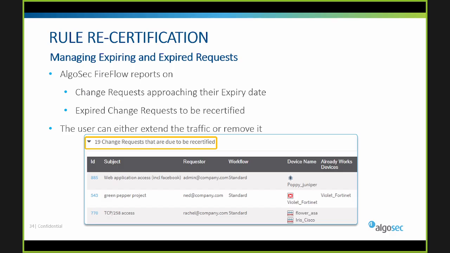I'm a little confused with this terminology of recertification. Does it mean that the change request expires because it didn't go through the workflow? It expires because it's gone past its expiry date. It's actually been implemented and it's working, but we put a lifetime limit on it, 6 months or 1 year. Coming up to the end of that period, we're going to flag that change to say, do you still need it?